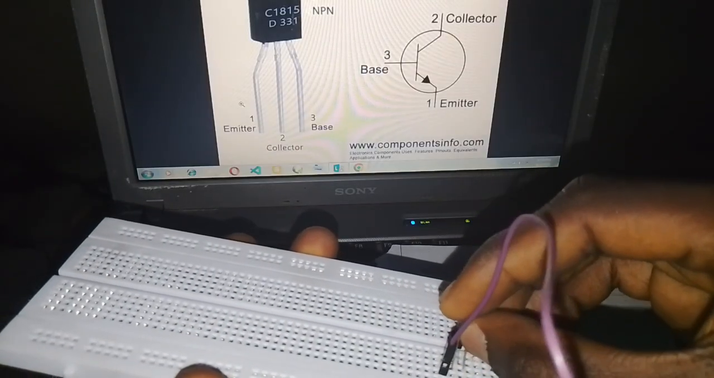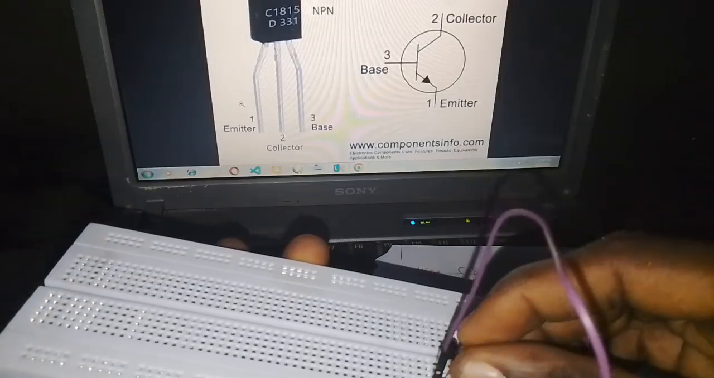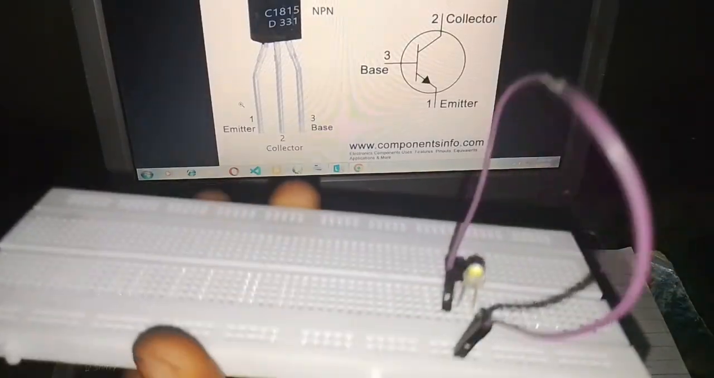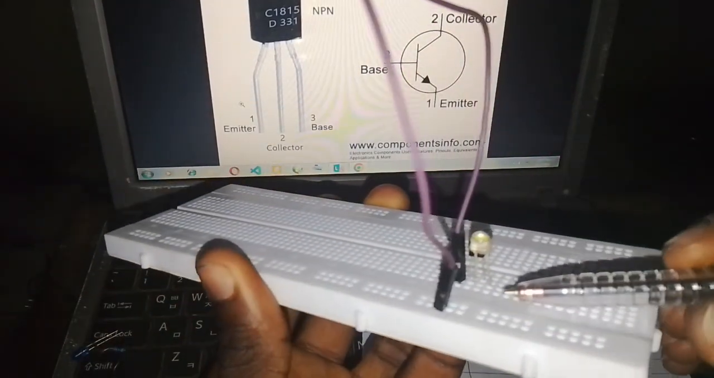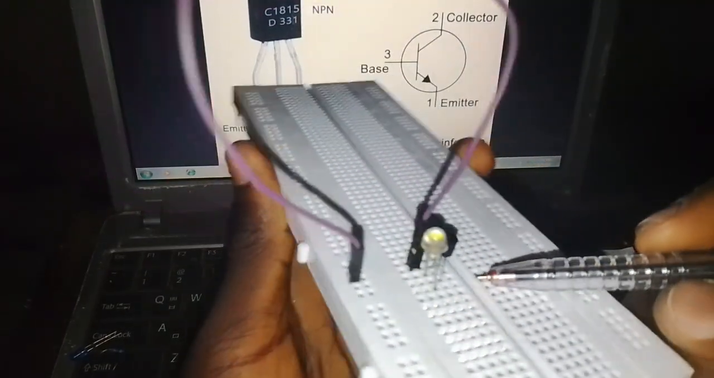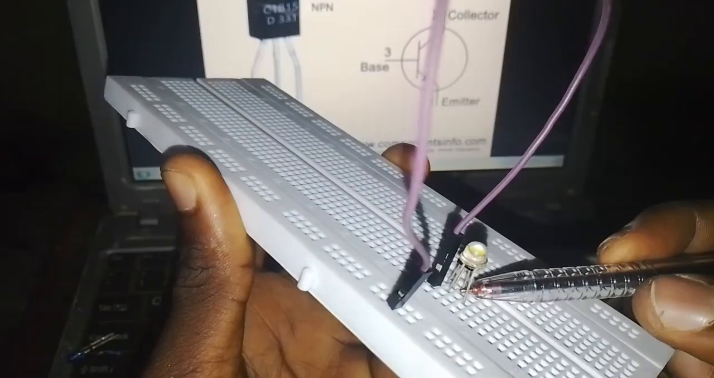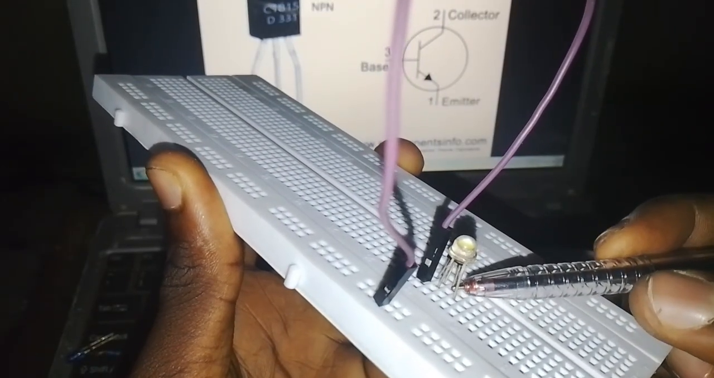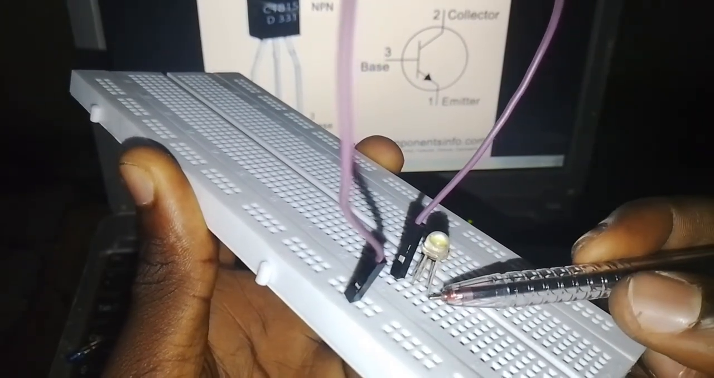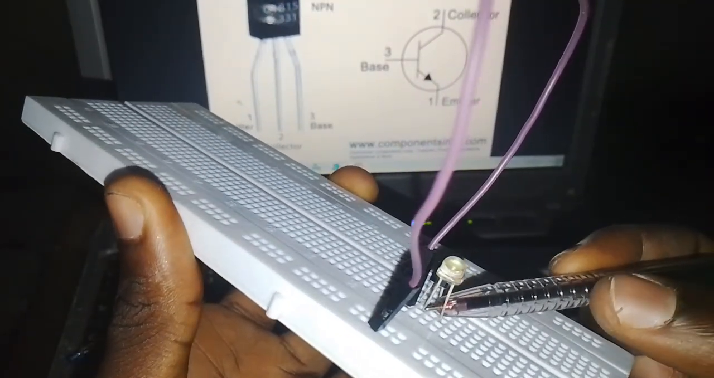And make sure you extend the pin. If you can see, I dragged the pin. I left a space here, because this space is for the base, and I don't want things touching each other. That's why I decided to leave a space. So this negative is going to the collector.